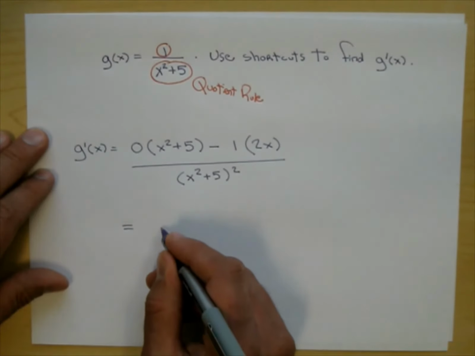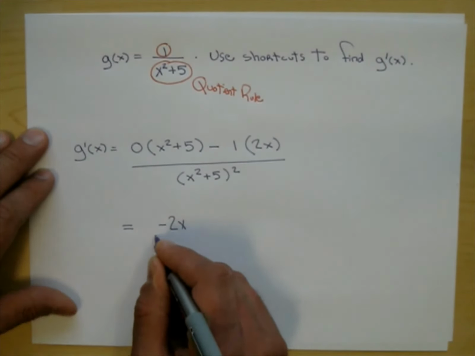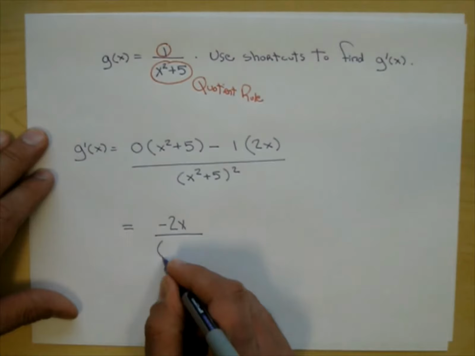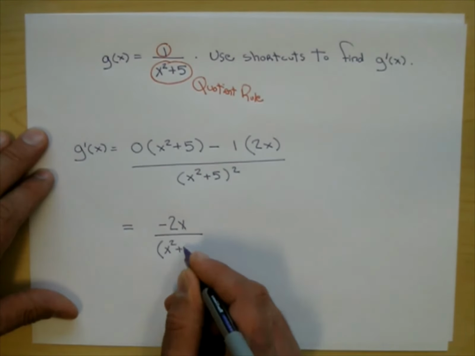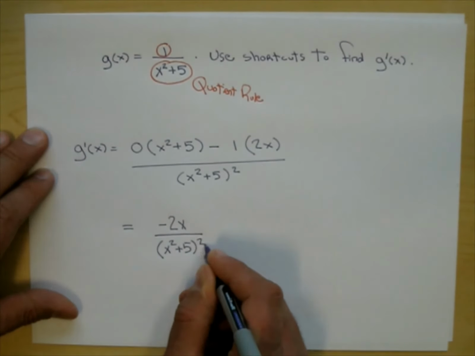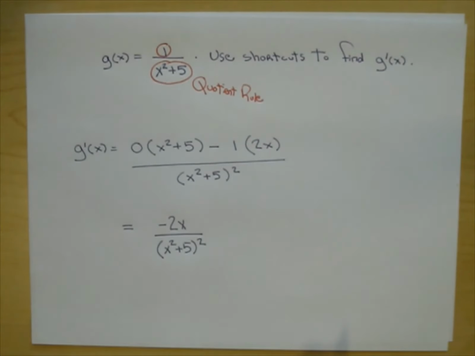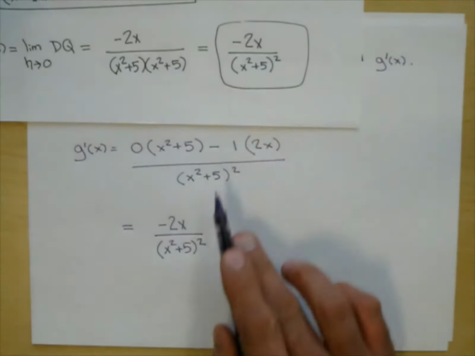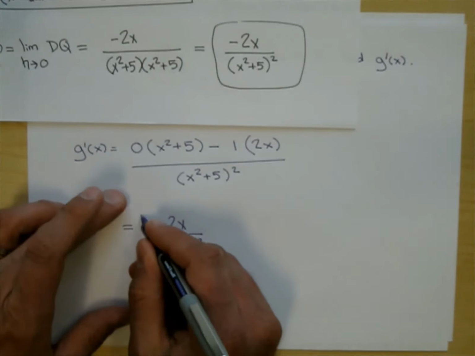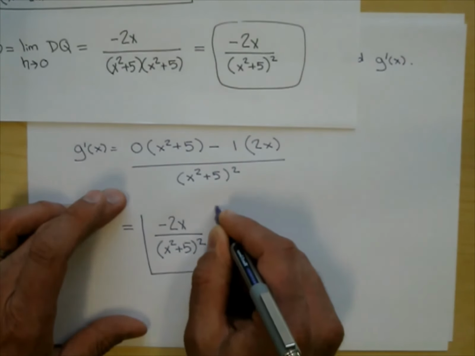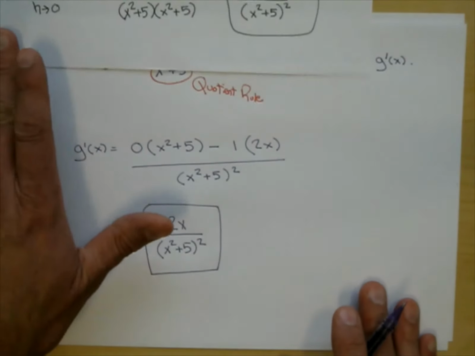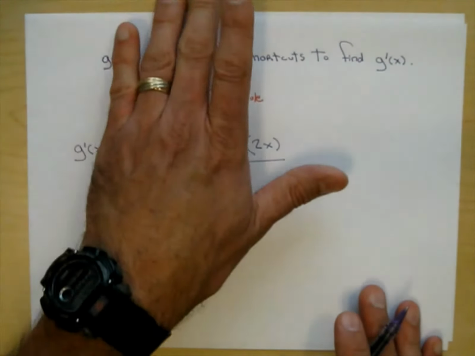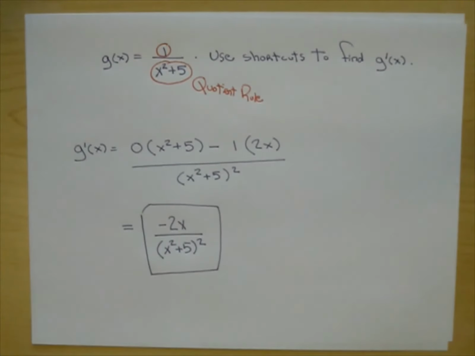Okay, so what do we have on the top? Minus 2x. And on the bottom we have x squared plus 5 squared. So look at the other one that took us 2 pages to get. It's exactly the same answer. Look at that. So we love the shortcuts. If we didn't have shortcuts for derivatives and we always had to use the difference quotient and the limits, I think I wouldn't be teaching this class. In fact, I probably wouldn't have become a math major.